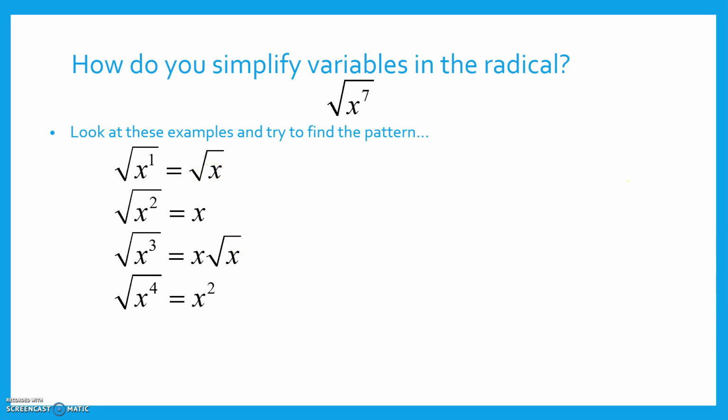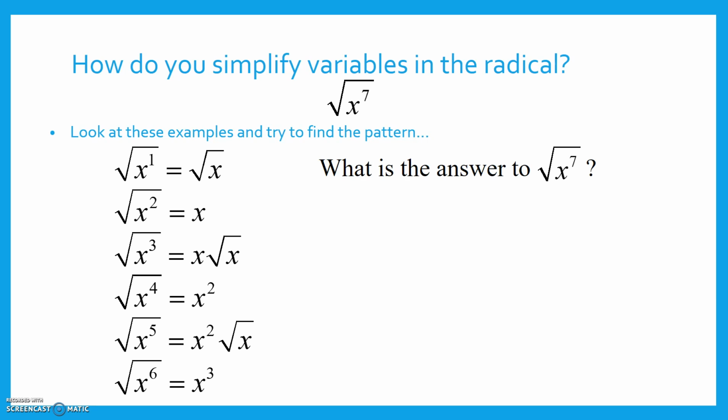If I take the square root of x to the fourth, I get x squared. So now when I increase to a 5, I have an x squared on the outside, and I have a leftover x on the inside. And then finally, if I have the square root of x to the 6th, I have x to the 3rd. So the big question is, what is the answer to the square root of x to the 7th? Well, essentially, I know that the x to the 6th that's in there, because there are 6 of them, will become x to the 3rd, and I will have 1 left over. So the square root of x to the 7th is x to the 3rd times the square root of x.